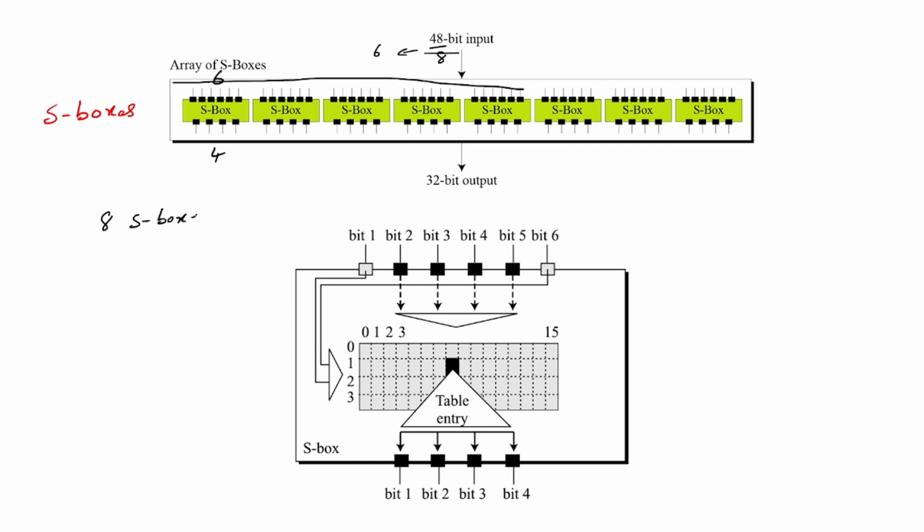8 S boxes are there, and each S box has size 6 by 4: 6 inputs and 4 outputs. Out of the 6 input bits, the first and sixth bits are used for the row number, and the second, third, fourth, and fifth bits are used for the column number. The size of this S box table is 4 by 16: 4 rows and 16 columns.